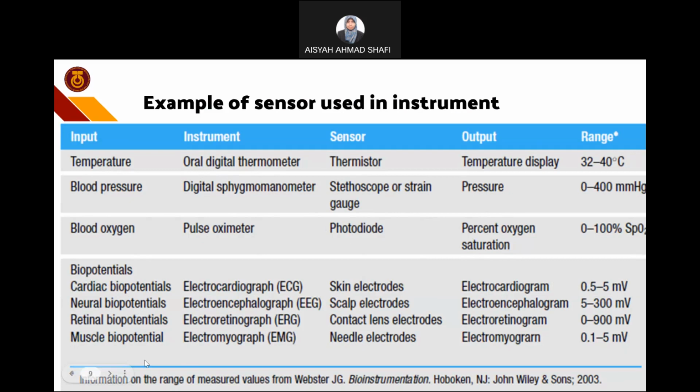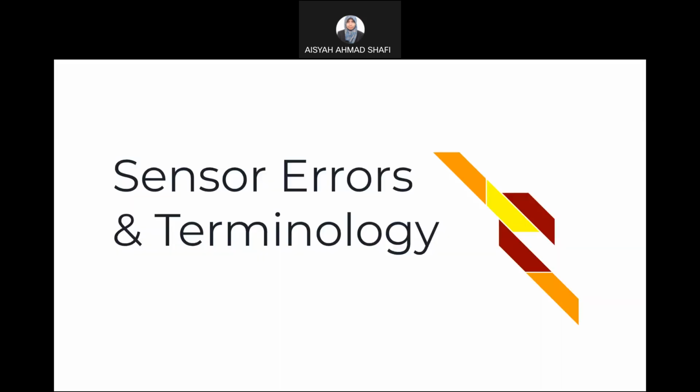Okay, so this is the example of biopotential. Biopotential uses the electrode. So these are examples of electrodes used for several medical instruments.